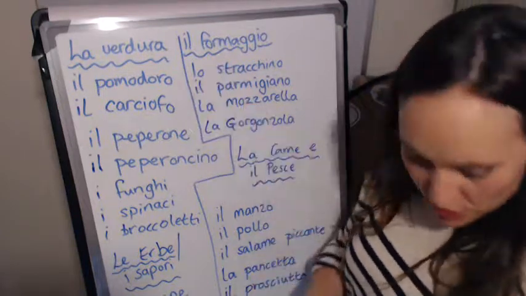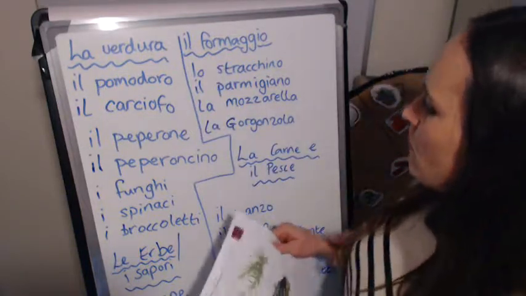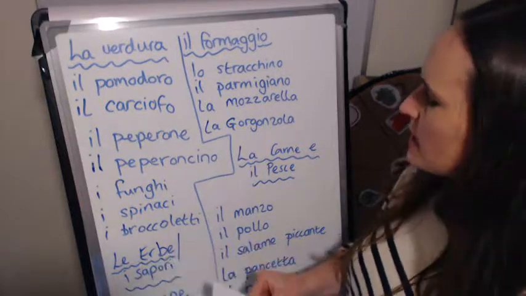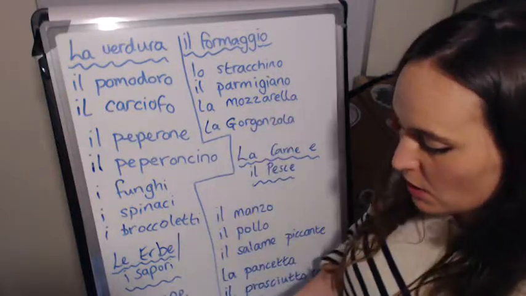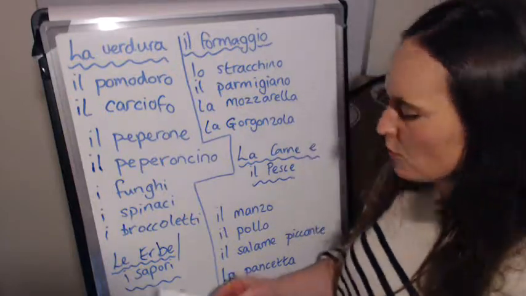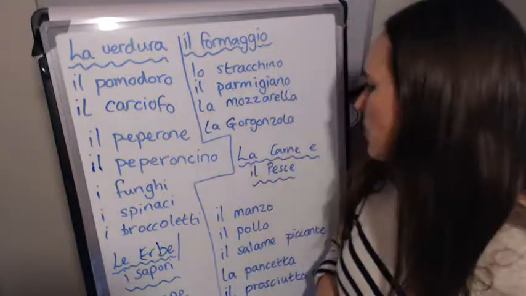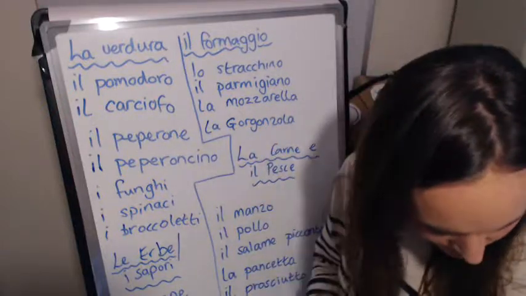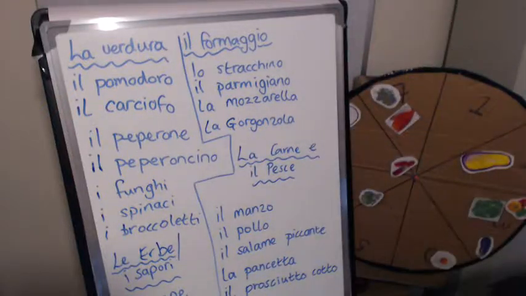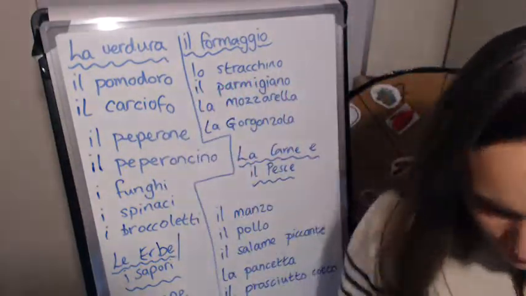Il formaggio. Okay, so let's go back to il formaggio. What do we have again? Four main types that you might find on a pizza. Lo stracchino, that's the creamy one. Il parmigiano is all over the place, and pasta. La mozzarella or la bufala. Il gorgonzola, that's that lovely blue crumbly cheese. There you go, that one. Molto bene.